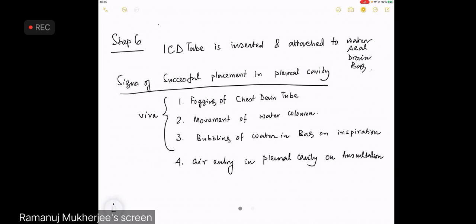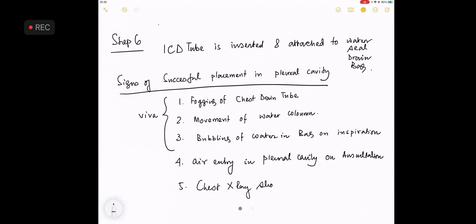And number 5, chest X-ray showing the correct location. This is an important question for both surgery and medicine. People will ask you, how do you know that the chest drain is in a proper place? 1, 2, 3, 4, 5. All of them are very important, and this is something that you are asked in an exam. Complete? Yes, sir.